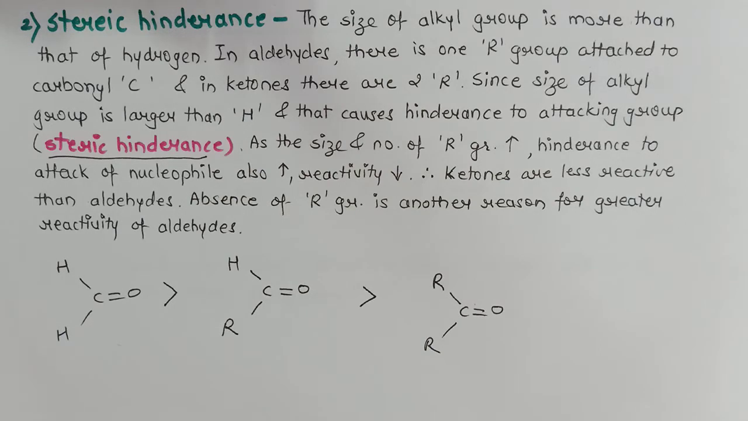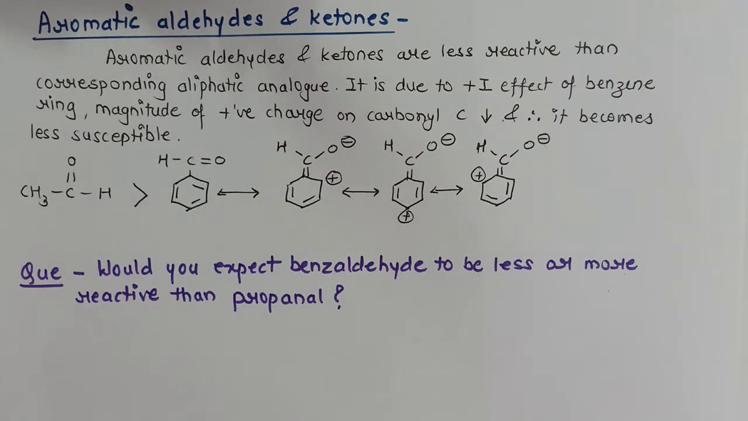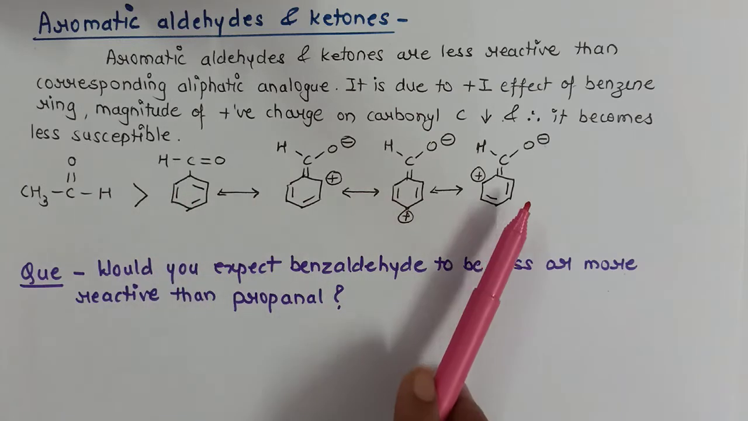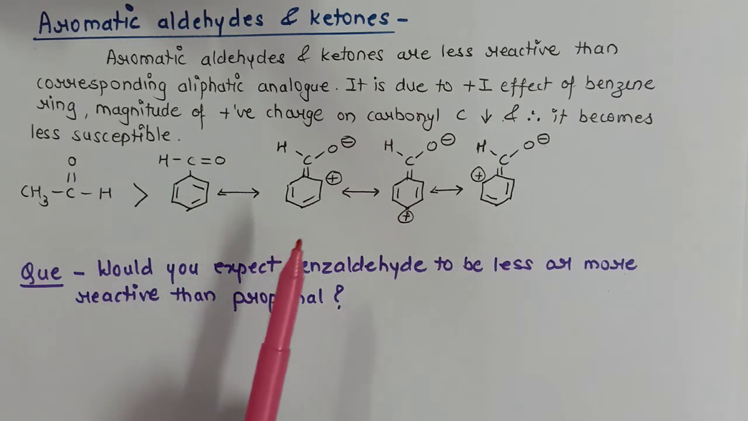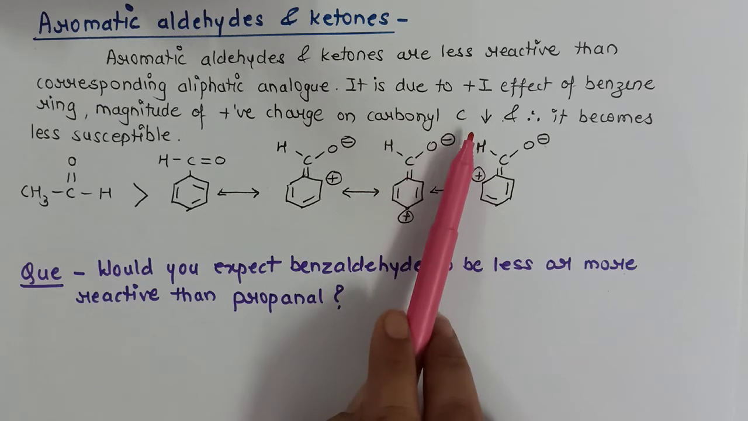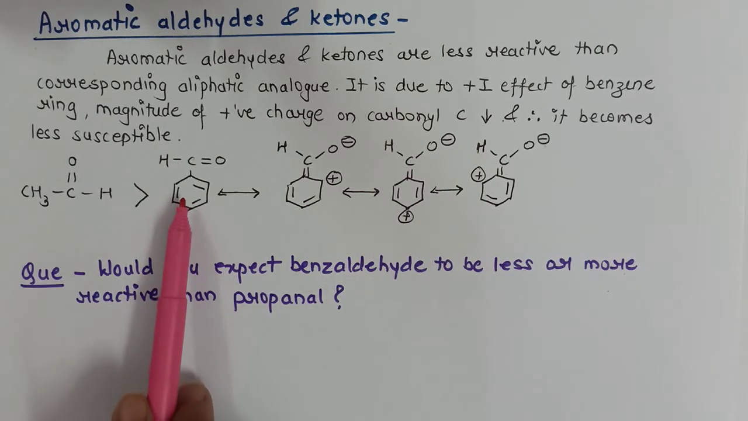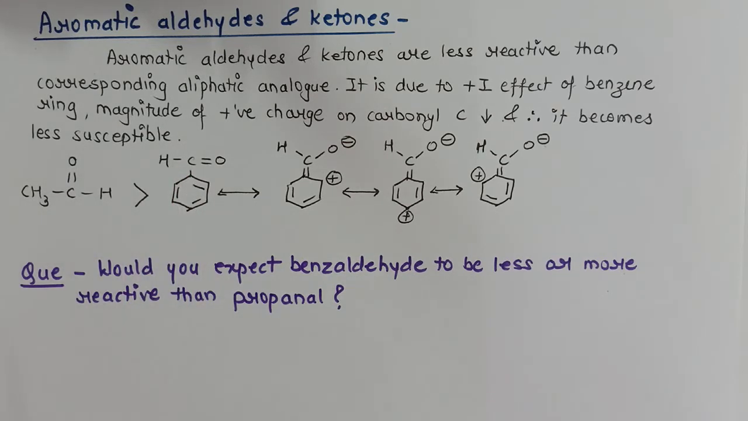Along with these aliphatic aldehydes and ketones, we have to compare the reactivity of aromatic aldehydes and ketones also. Now when we compare the reactivities of aromatic aldehydes and ketones, we see a big reason in resonating structures. Because of the resonating structure, the magnitude of positive charge on the carbonyl carbon decreases. This carbon which is attached directly to the benzene ring, the positive charge on it decreases, and just now we have seen that greater the positive charge on the carbon atom, greater will be the reactivity.